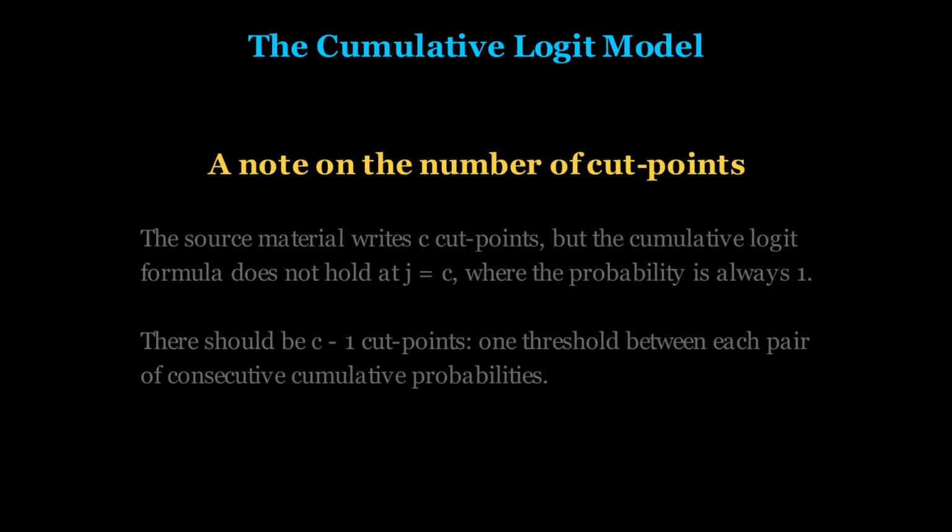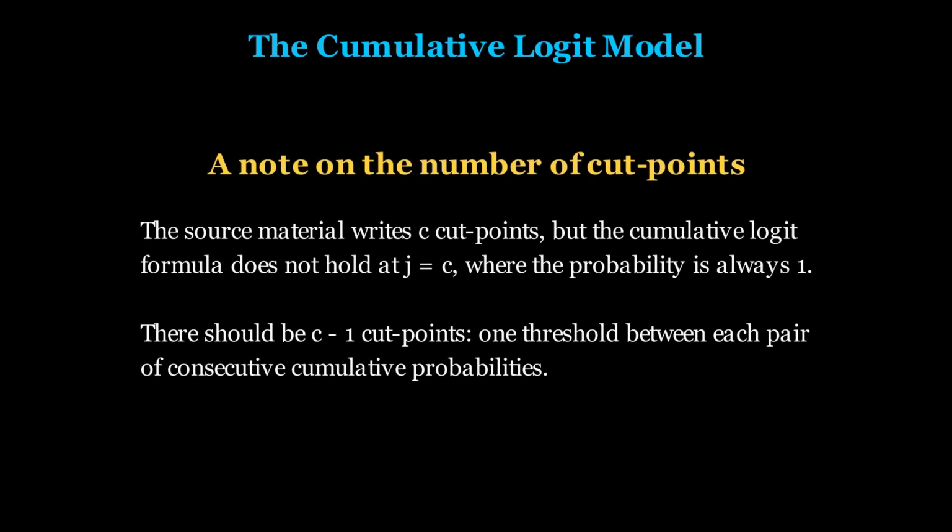One caveat worth flagging. The source material notes alpha_1 through alpha_c, implying c cut point parameters. But the cumulative logit formula doesn't hold at j equals c because the probability of being at or below the top category is always 1, and the log odds of 1 are undefined. The number of cut points should be c minus 1, since each cut point represents a threshold between consecutive cumulative probabilities. We'll see this concretely in the example coming up.